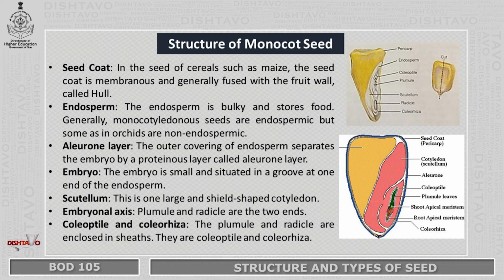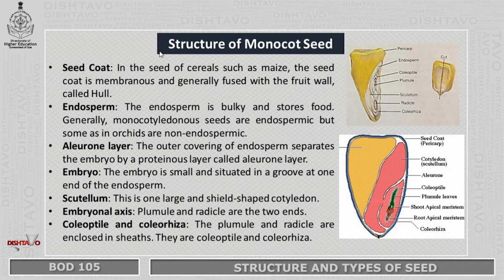Now let us look at the structure of the monocot seed. We need to recollect the seeds which belong to the monocotyledonous plants. These monocots bear only one cotyledon, and as you can see here, this image shows the structure of the maize, and it comprises the seed coat, the endosperm, the aleurone layer, the embryo, the scutellum, the embryonal axis, coleoptile and coleorhiza.